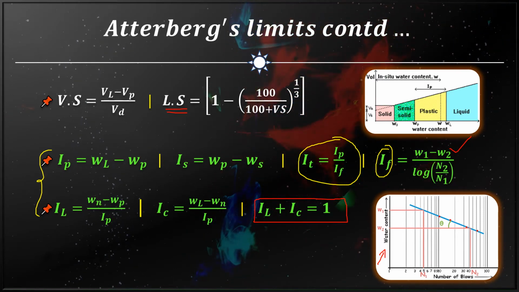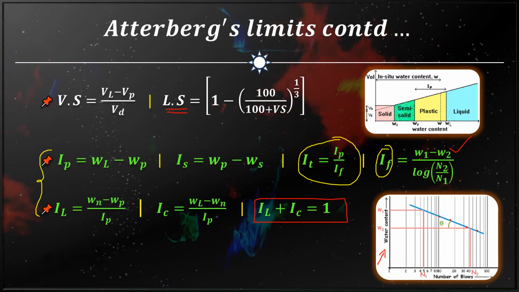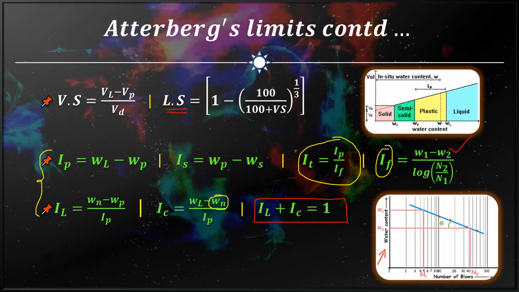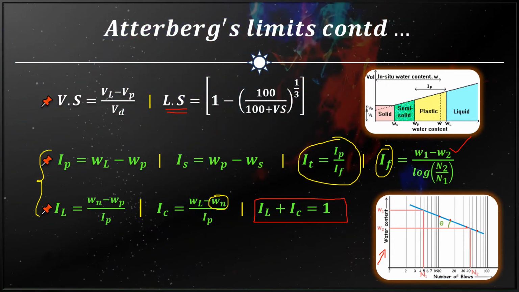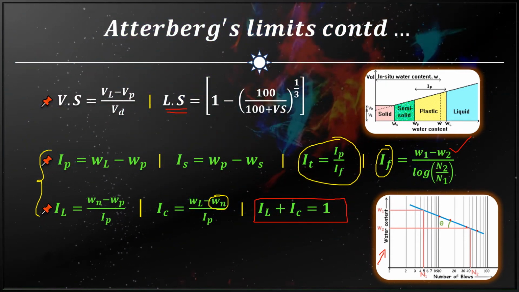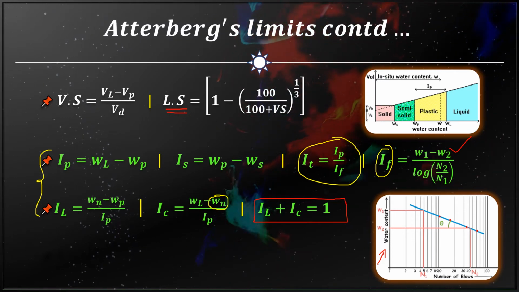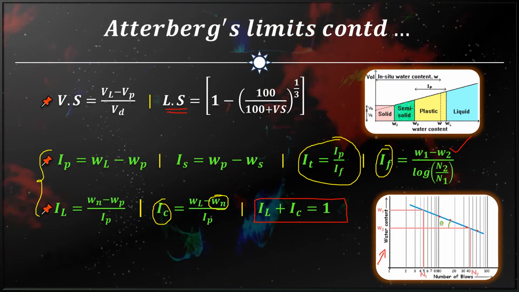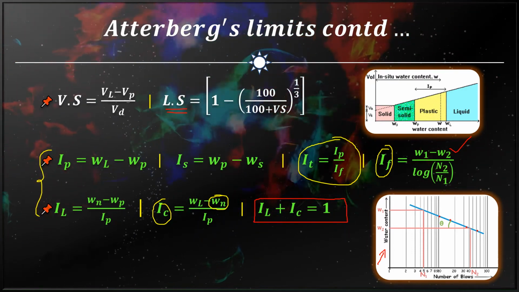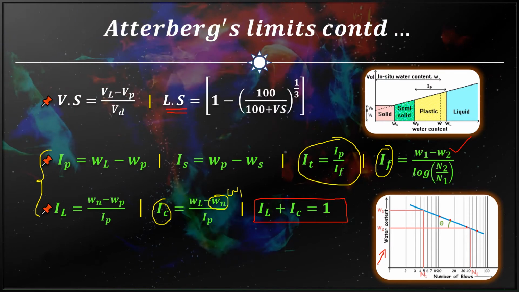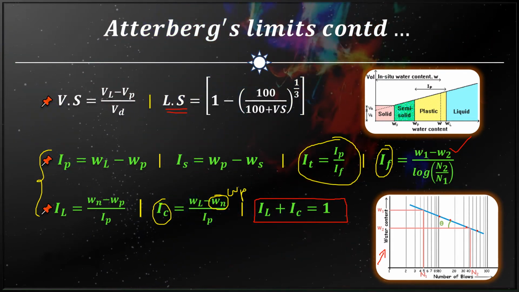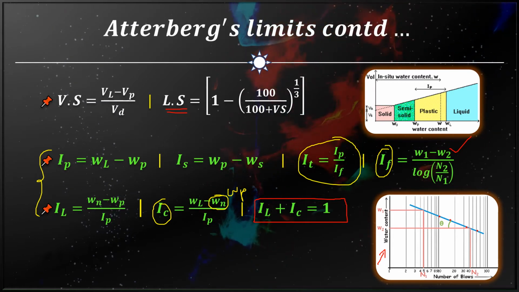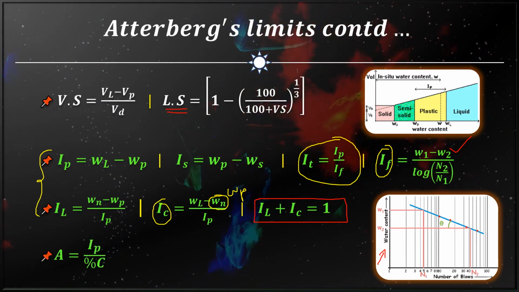And if consistency index is 0, then where will the water content be? It will be at WL, that is the liquid limit. When the actual or natural water content is already at the liquid limit, then consistency index is 0. When consistency index is equal to 1, that means the natural water content is at the plastic limit. So then only (WL minus WP) by IP is equal to 1. So these are some important things regarding the range of indices.